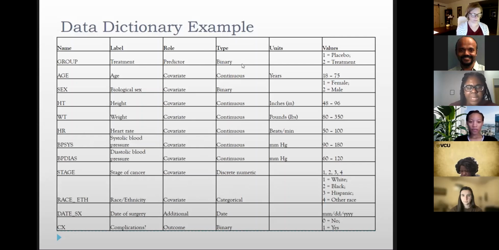For the type, we have whether it's binary, continuous, or discrete, or categorical. And then for units, if applicable. So for age, we're looking at years. For height, we're looking at inches, and etc. And then for values, we want to say the possible range or what each of the values stand for. So for the treatment groups, we have 1 equals a placebo and 2 is the treatment.